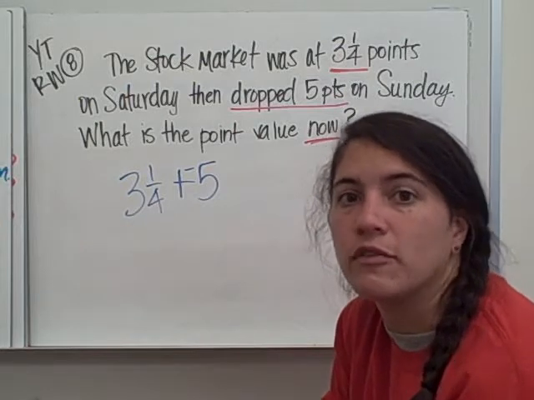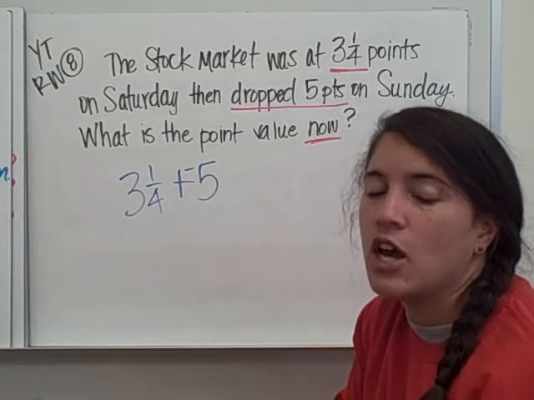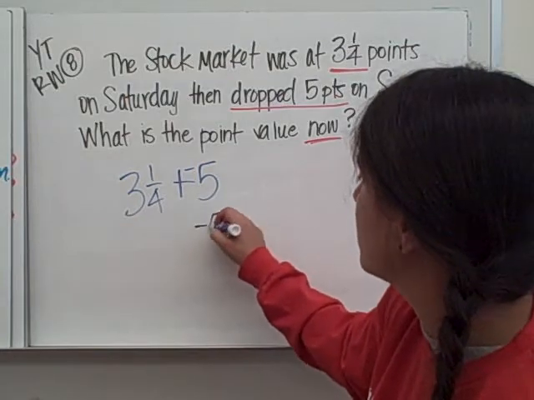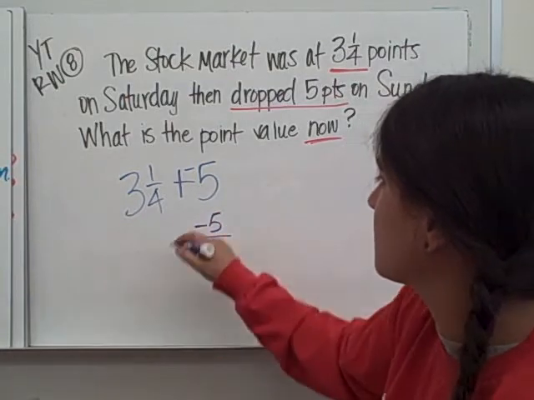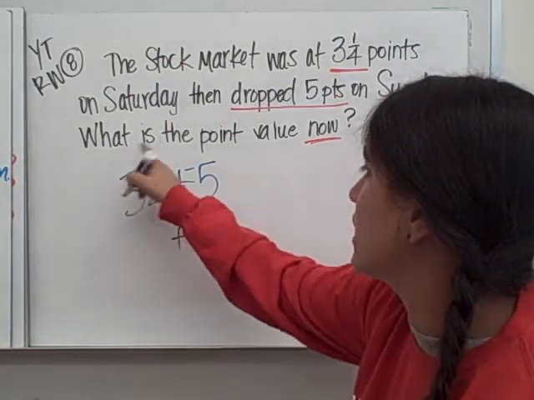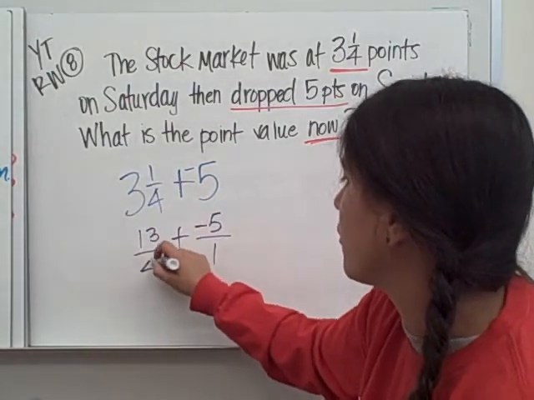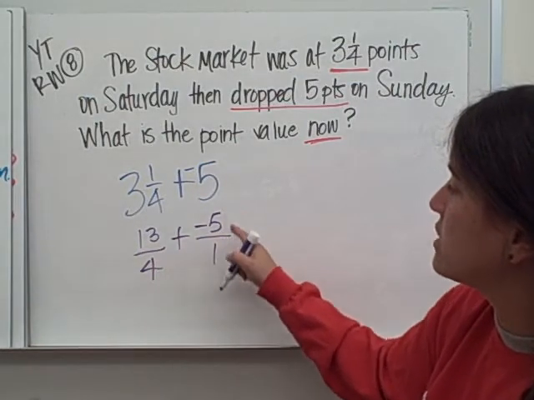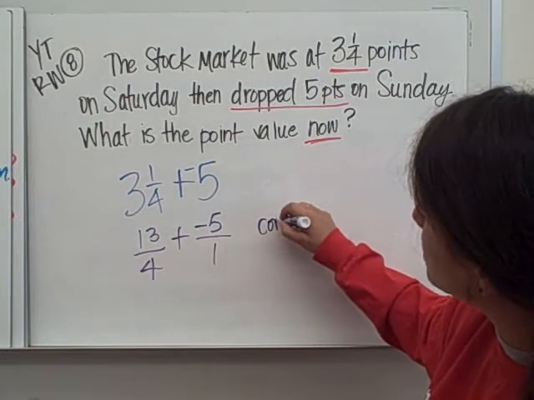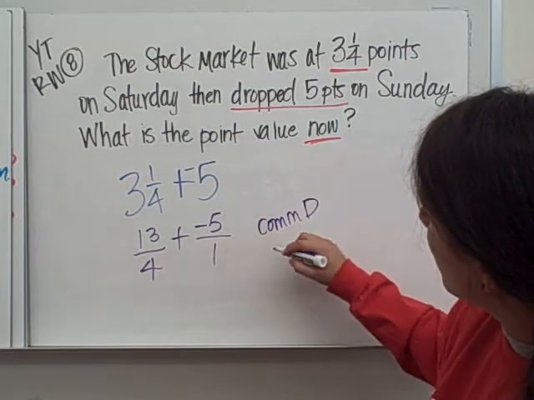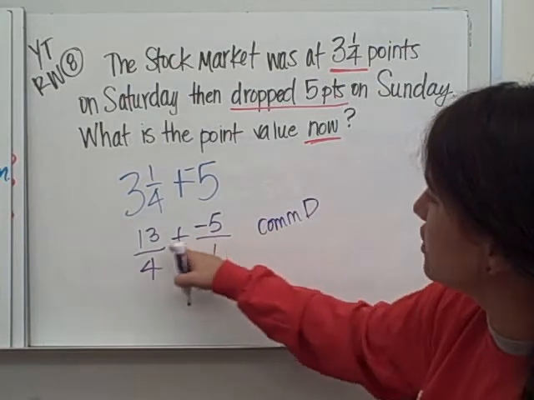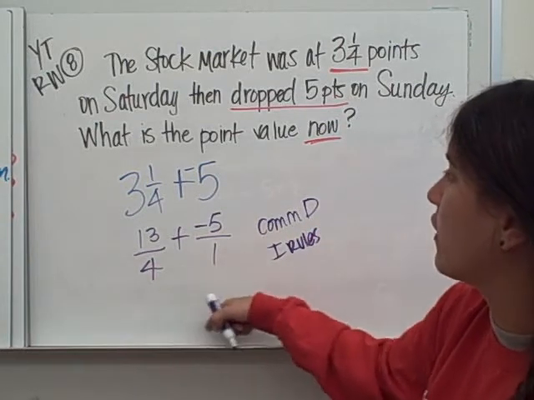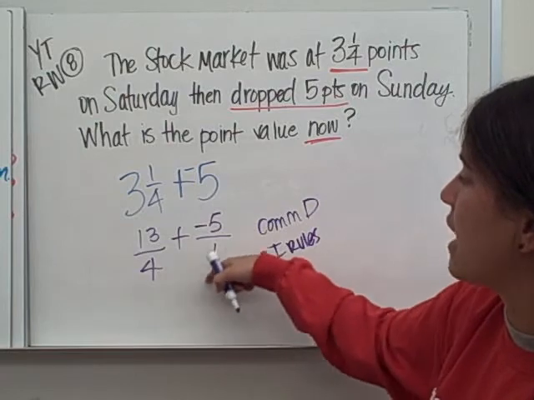We haven't talked about it, but if you remember from 6th grade, whenever you have a whole number, if you want to convert it to improper, you would put it over 1, and this would be 13 over 4. So at this point, you have 13 over 4 plus -5 over 1. You have to find a common denominator, and then you have to add using your integer rules, and then you should come up with an answer at what the point value is now.